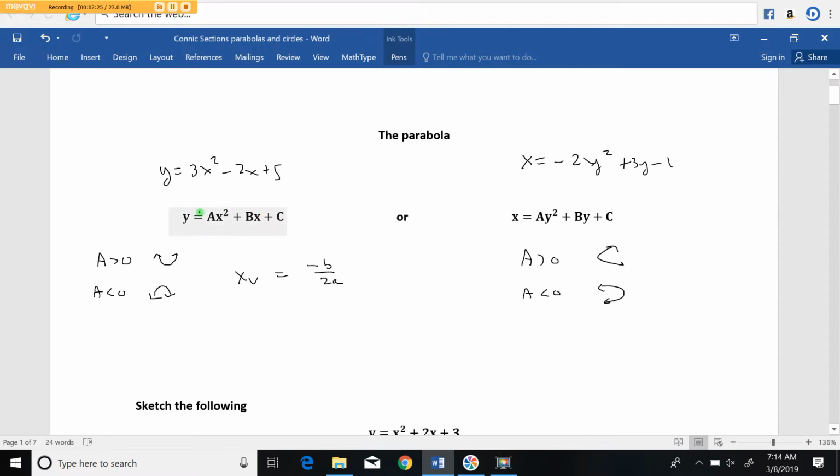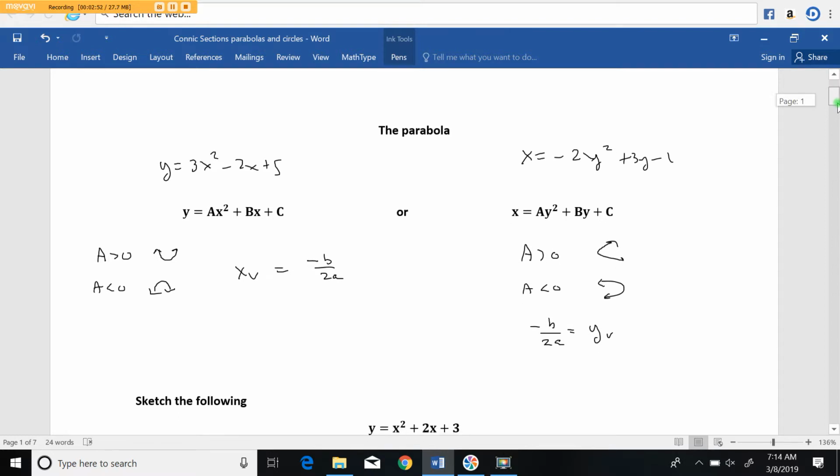Over on the right, same deal. You look at the expression minus b over 2a, except here what this gives you is the y-coordinate of the vertex. You would then take that numerical value and sub it back into the equation to get the x value. Once you have the vertex and you know which way it opens, a couple more points is typically enough to get a pretty good sketch of the graph. So I'm going to go ahead and look at some examples of that.